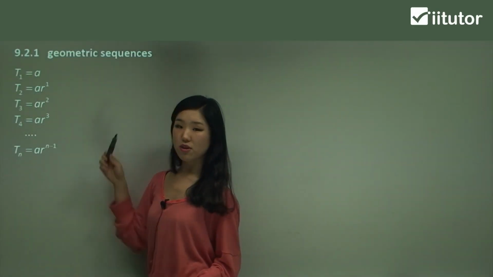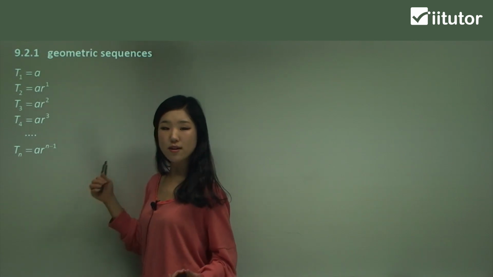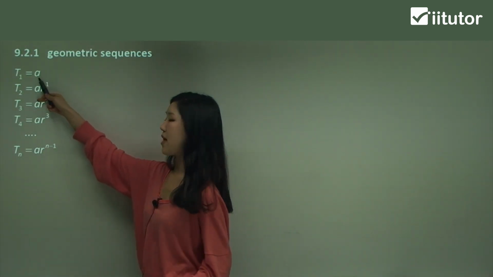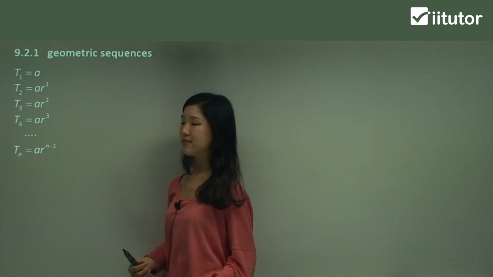So same with the geometric one, we're going to be calling T1 as A. T1 is term 1, or basically the first number. So we're also going to call that A. Hope you're used to having A as our first number.